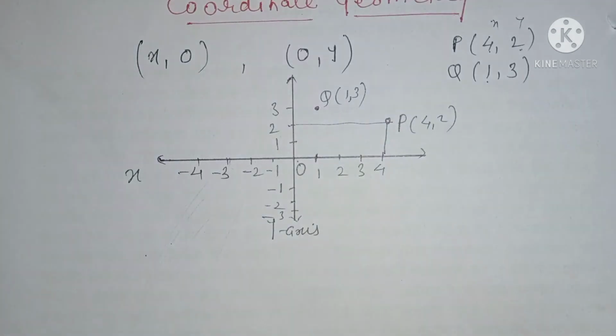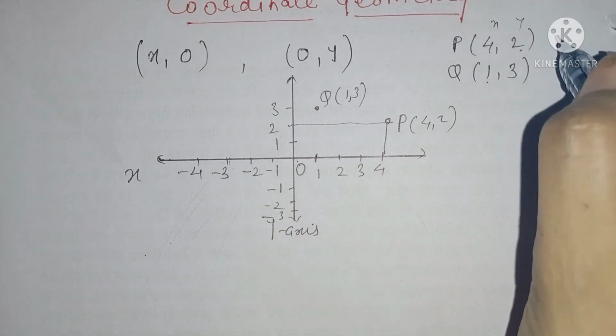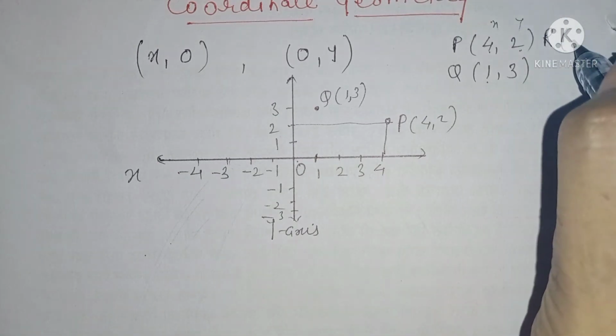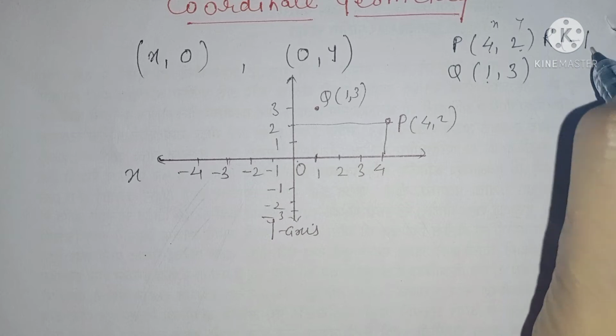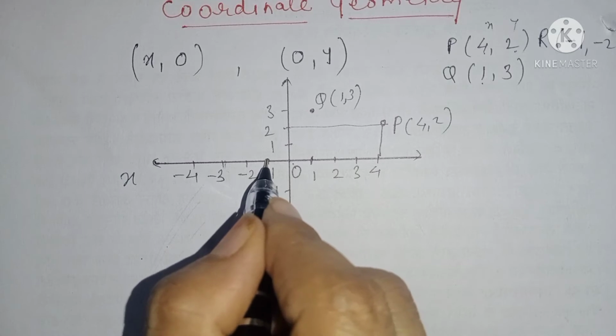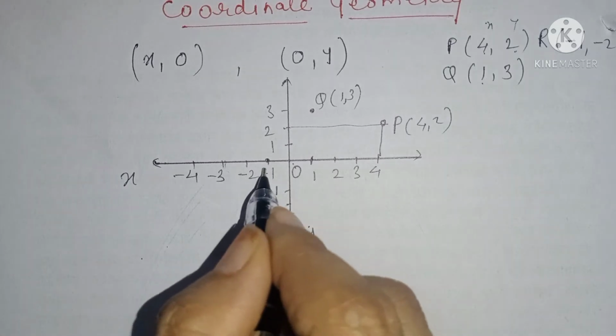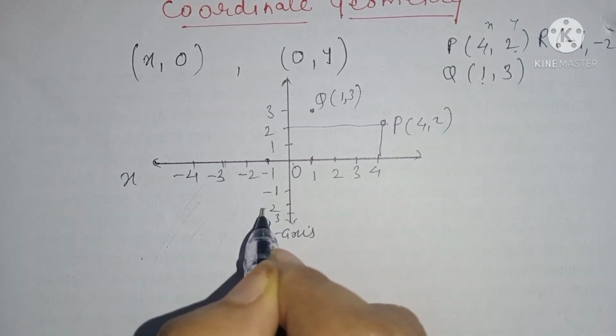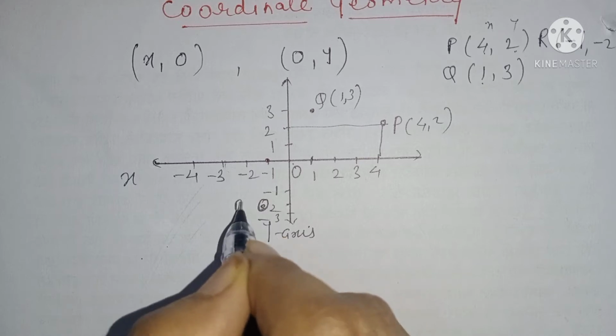These things you have learned in 8th standard, even in 9th standard, the location of these points. If I want to locate point R and suppose we take its coordinates as -1, -2. Okay, so this is -1 x coordinate and the y is -2, so it will be located here, right? This is point R.